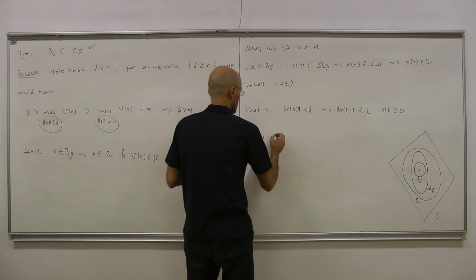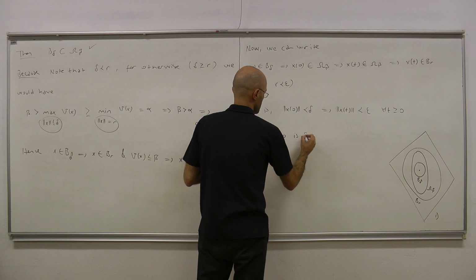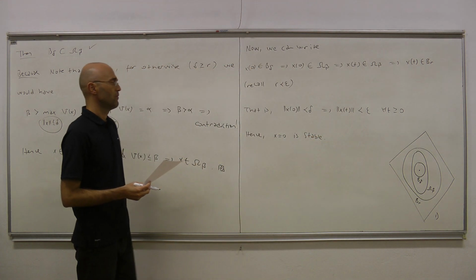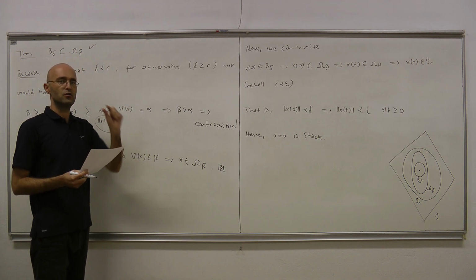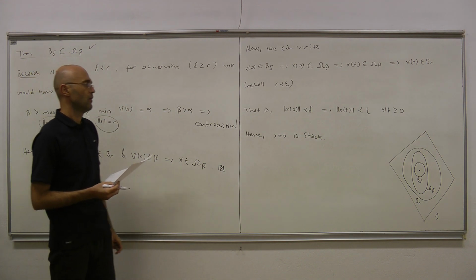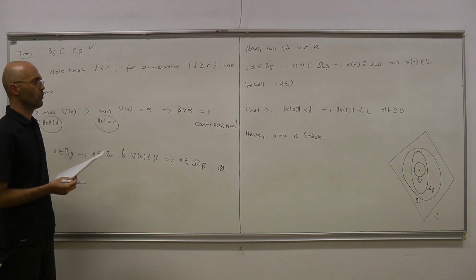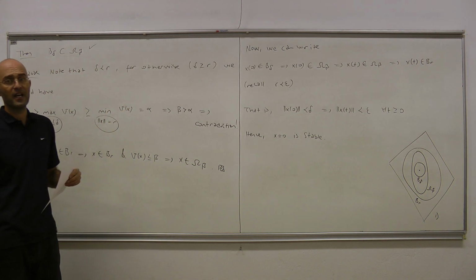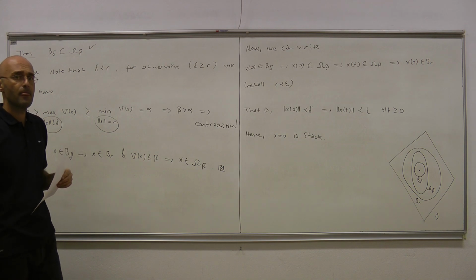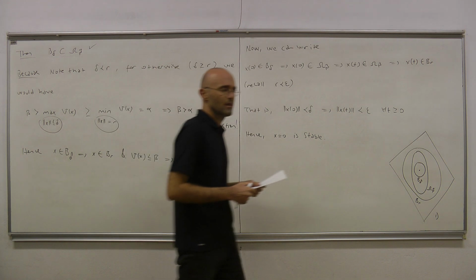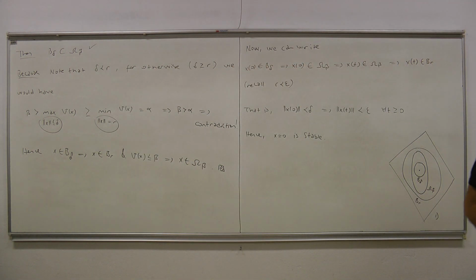Hence, x0 is stable, which we have proven under conditions 1 and 2 satisfied by the Lyapunov function. The first one was positive definiteness, the second one was negative semi-definiteness of the time derivative. Okay, now let's move on to asymptotic stability.